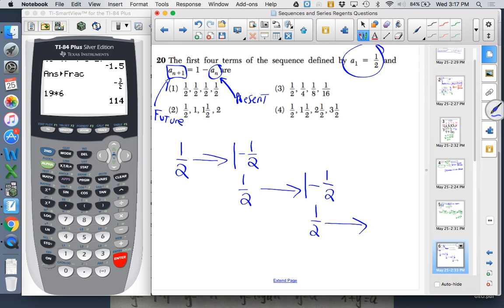And then when I want to get my next term, my fourth term, I'm going to start with 1, and I'm going to subtract my present term, which is 1/2. And it is really that weird, that repetitive. It's a recursively defined sequence that's kind of stuck in a closed loop of always producing 1/2.